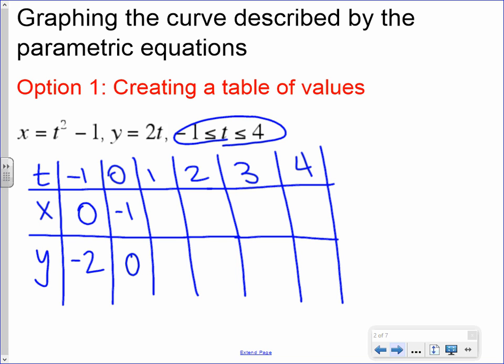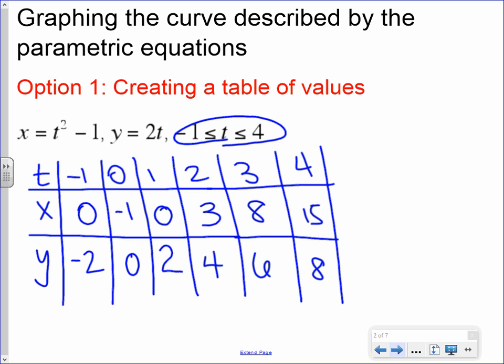Awesome. Okay, what do we get for T is 1? 0, 2. T is 2? 3, 4.